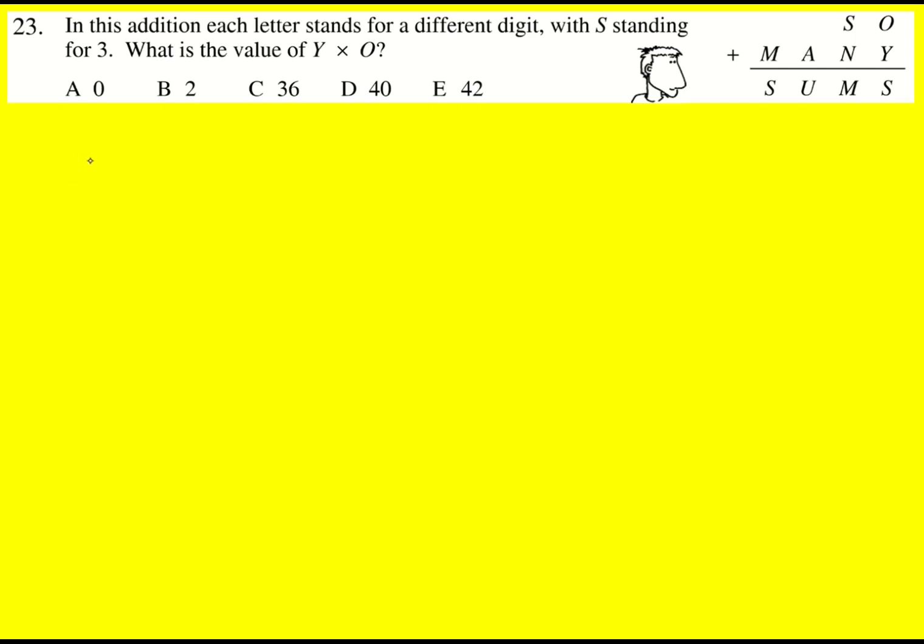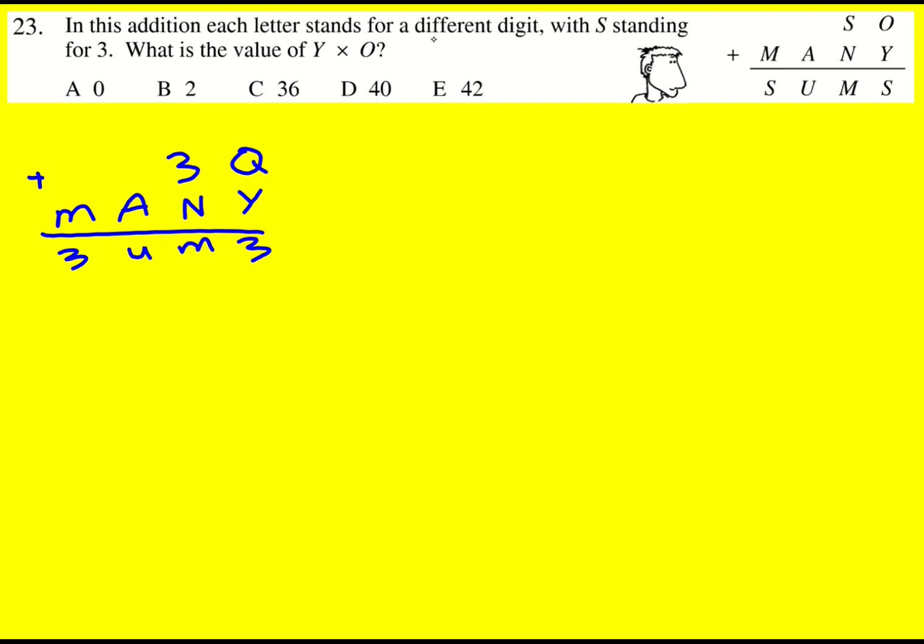I just carefully work my way through this. So we're told that S stands for 3. I'm actually going to replace O by a Q, just because O looks a lot like 0. And I've got M, A, N, Y, and then we get 3, U, M, 3. So that's my starting point.